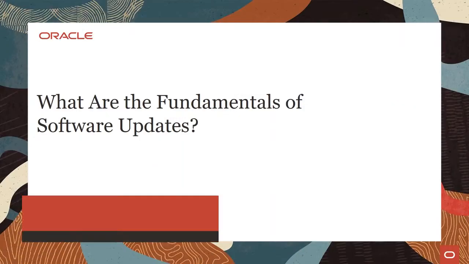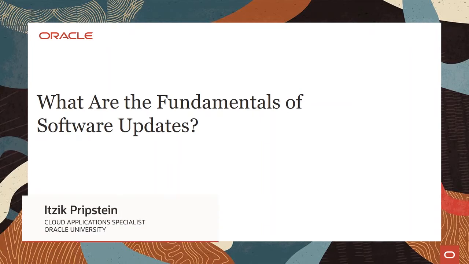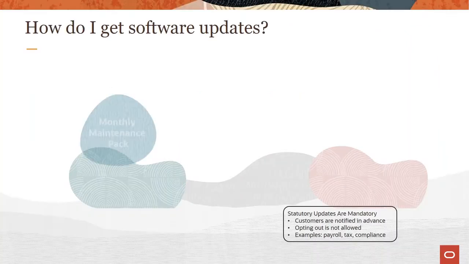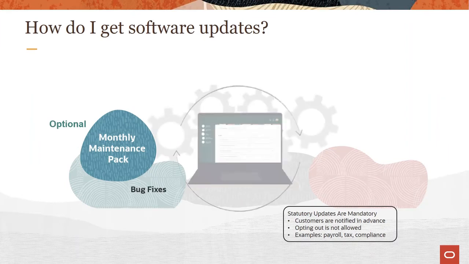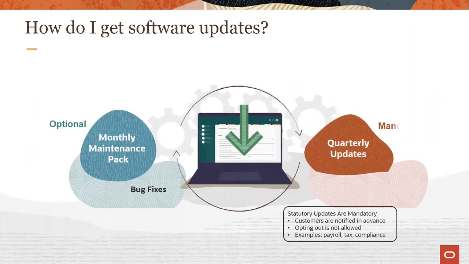Now that you've activated your account and got your services set up, it's important to understand some of the basics of the software update process. Oracle automatically pushes software updates to your environment, and for the Fusion environment, this means quarterly updates as well as monthly maintenance packs. Note that the quarterly updates are mandatory.